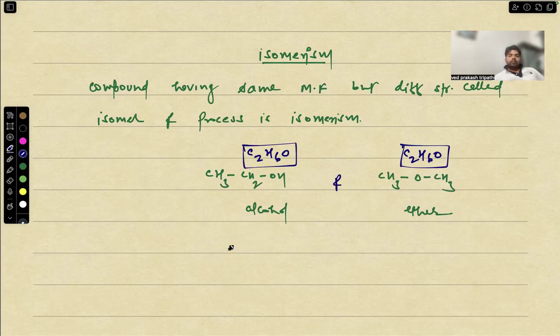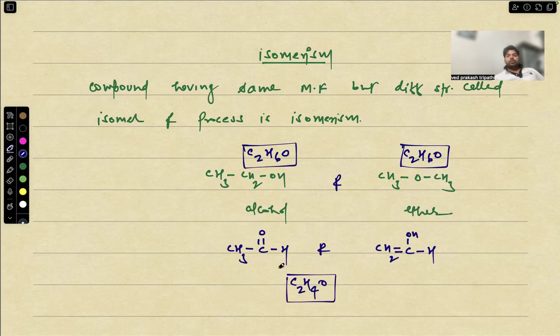Another example, suppose we have this aldehyde and we have this enol form. If you look at the molecular formula, it would be C2H4O for both. So this one is also an isomer.